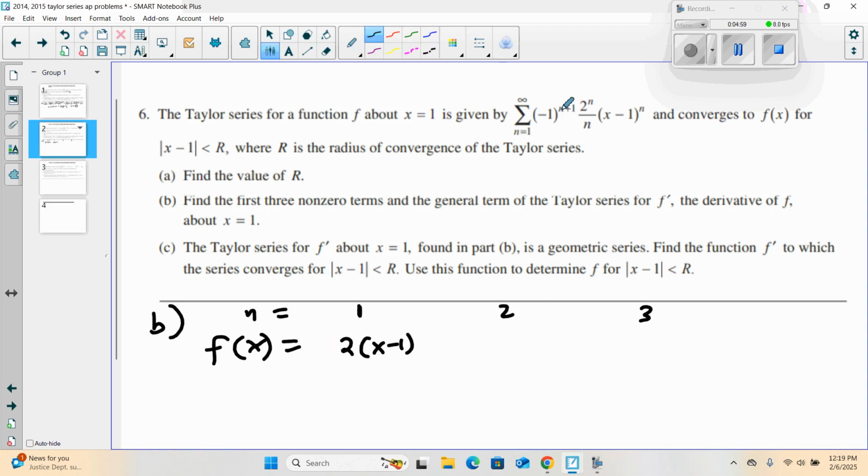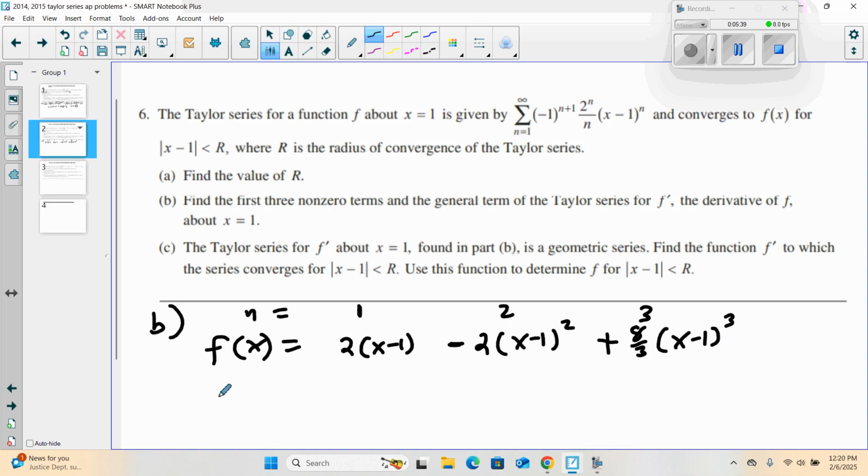I guess I don't really need that plus sign, but that first term is positive. Okay, when n is 2, we've got -1 to the third, so this is going to be a negative term. We'll have 2 squared divided by 2, 4 divided by 2, that's just 2. And then we'll have x minus 1 squared. Okay, and then our third term, we can see this is alternating, so this next term is going to be positive. We'll have 2 to the third divided by 3, so 8/3, and then increase the power on x minus 1 to the third power.